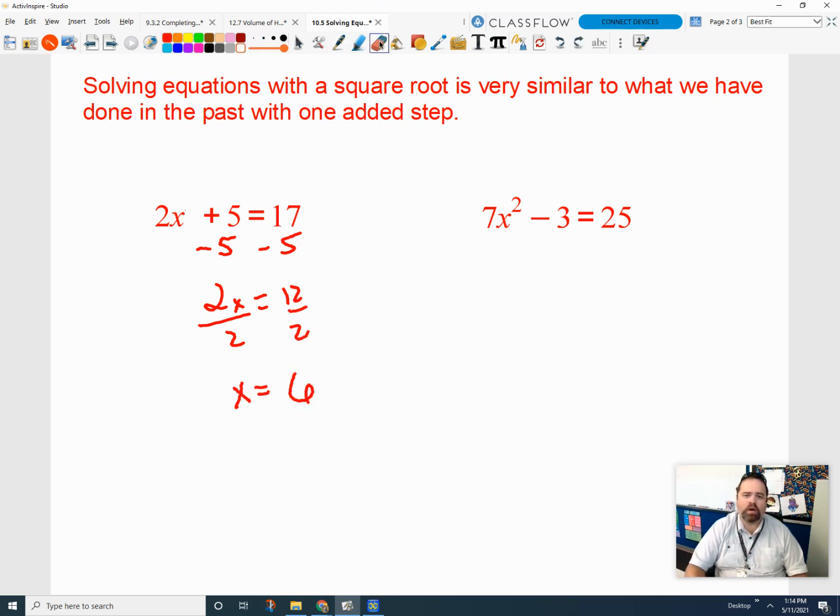However, that wasn't the original equation, right? The original equation had the squared in there. So I'm going to slide that back in. So you do all your normal work. You get down to the end here. Instead of having x equals your answer, you have x squared equals some number.